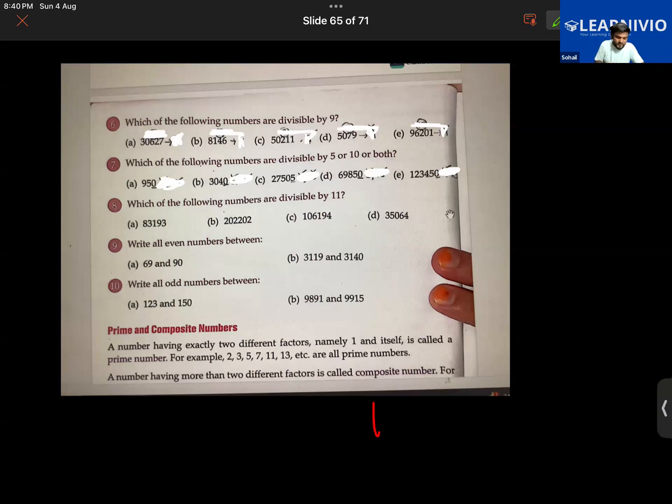Then solve it quickly. For question number A, 3 plus 0 plus 6 plus 2 plus 7 is equal to 18. 18 is divisible by 9, hence the complete number is divisible by 9. Like this, check other numbers also. For the first one, we have found that the sum of the digits is divisible by 9, hence the complete number is divisible by 9.